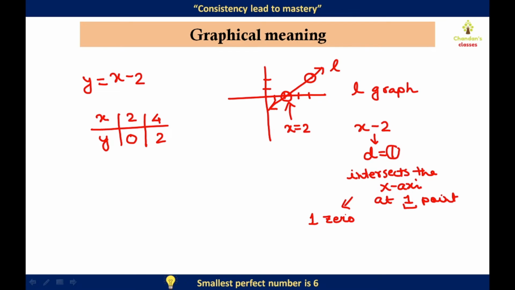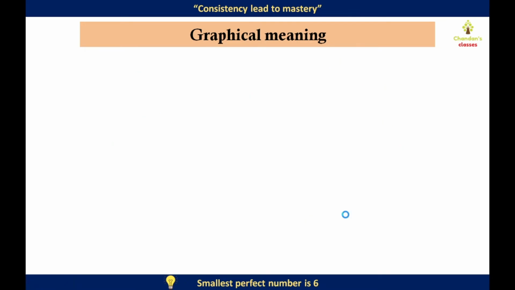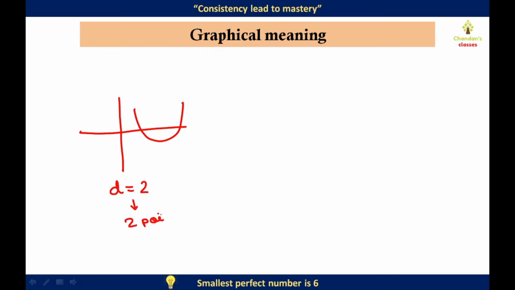Now let us try to expand this same concept into a quadratic polynomial. Now if I go to a quadratic polynomial, I will not get a straight line, rather I will get a curve. So I can get a curve something of this sort, right? Now interestingly, a quadratic polynomial has degree 2. So its graph should intersect the x-axis at 2 points. As you can see here, this graph has intersected the x-axis at 2 points.